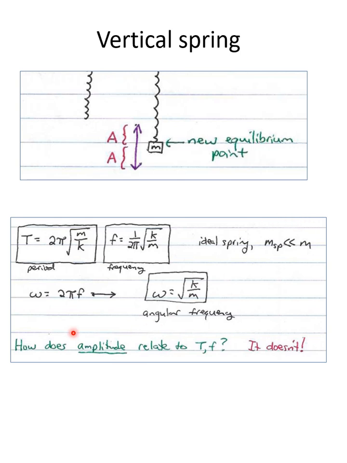Remember also, if we want to talk about the angular frequency, that's 2 pi times the frequency. So if you take f, multiply it by 2 pi, it gets rid of that 1 over 2 pi. So omega is the square root of k over m.